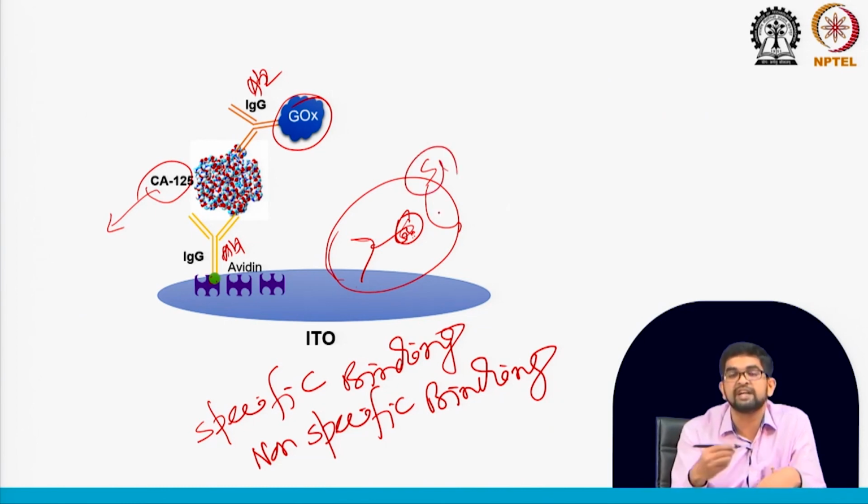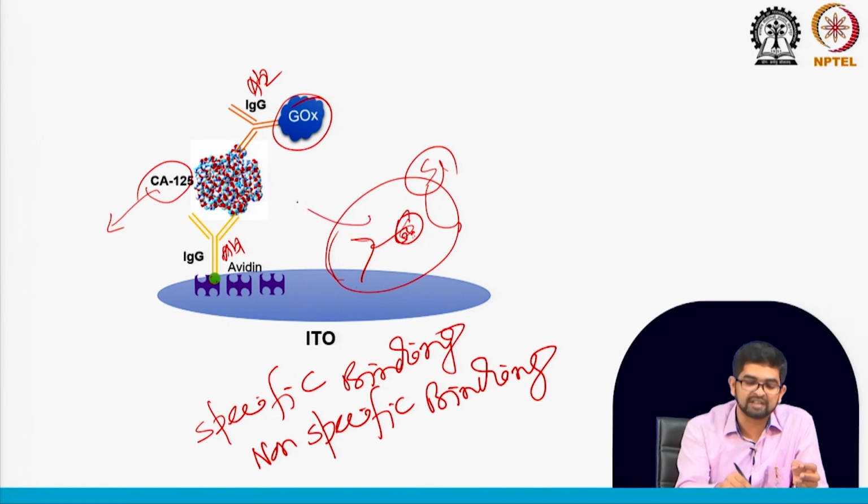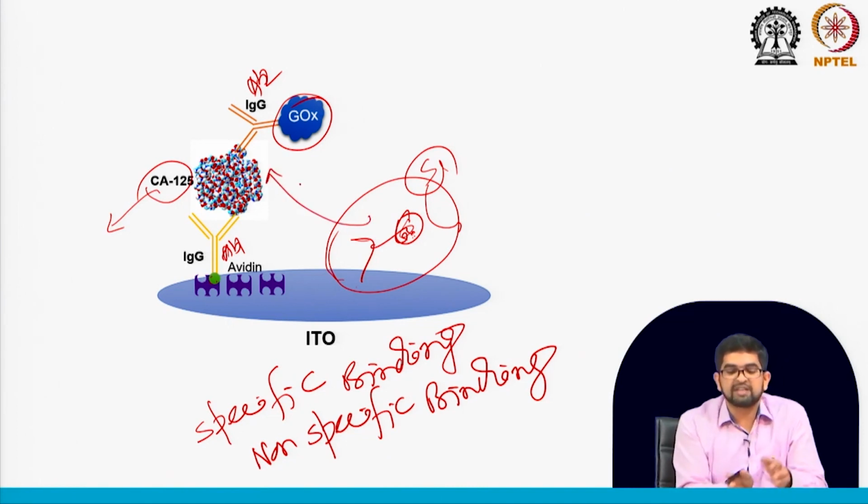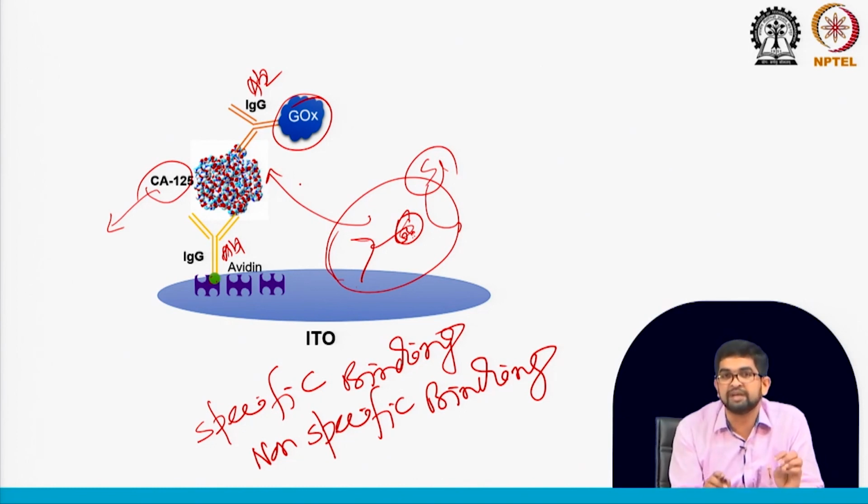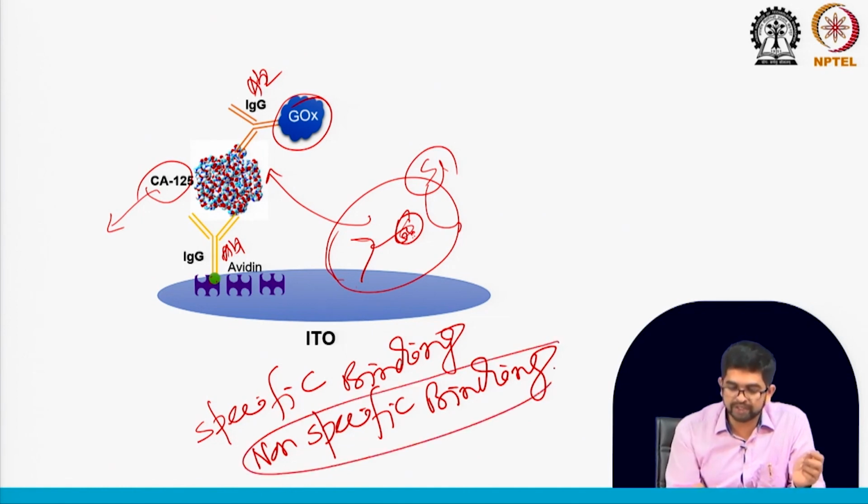It can generate electron or current that can count with the signal. So, we have to be very careful. How can we be careful? This is how we can avoid the non-specific binding.